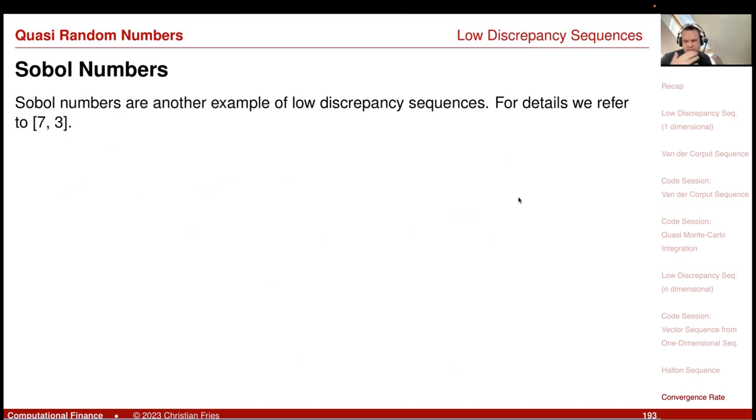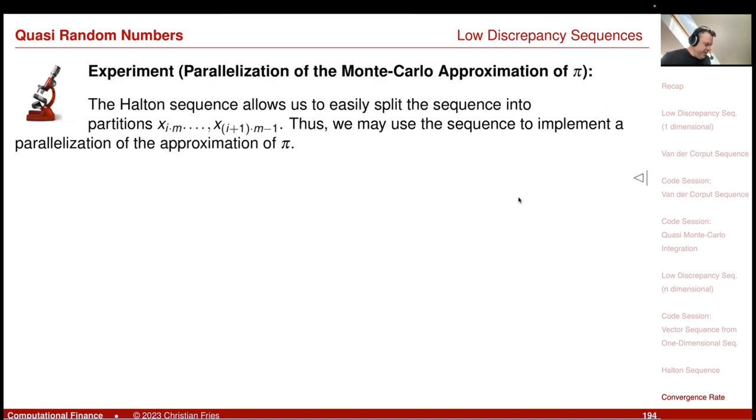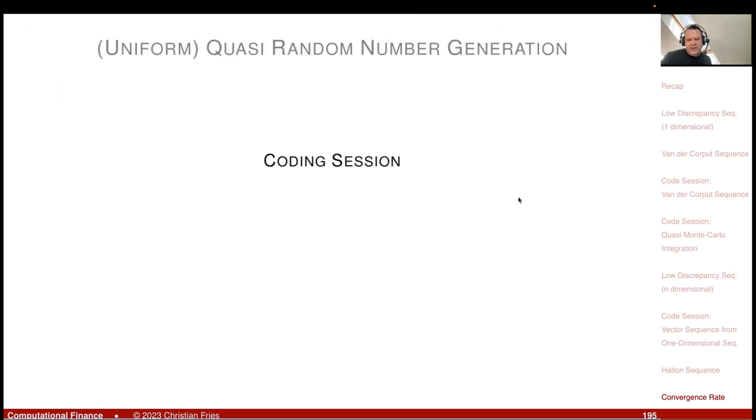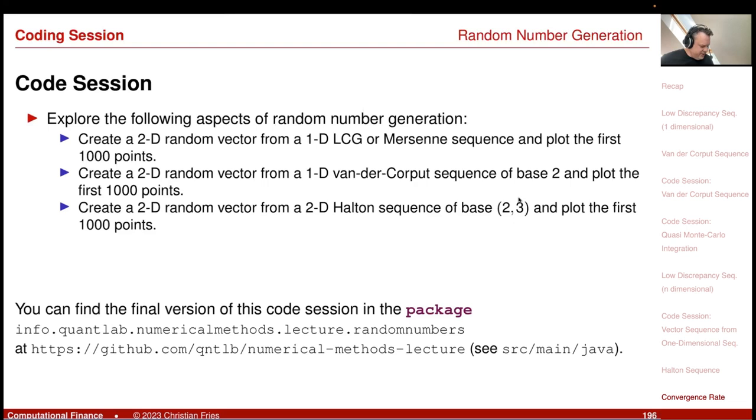Just for reference, a very good quasi-random number generator is the Sobol numbers. The Sobol numbers are also a low discrepancy sequence. There is a reference here, and you can also find another nice experiment in our repository where we use multi-dimensional integration to approximate pi. Maybe we also do that sometime later. You can do this in parallel. This experiment can be found here. That was it for today. Thanks.